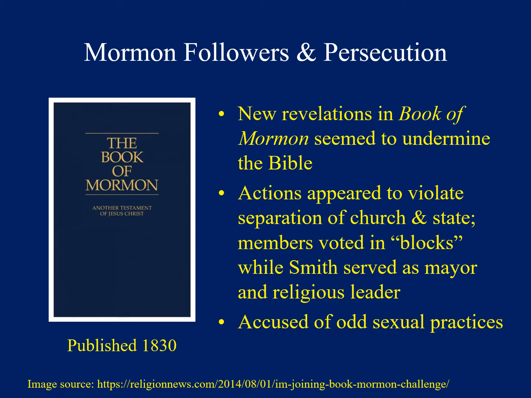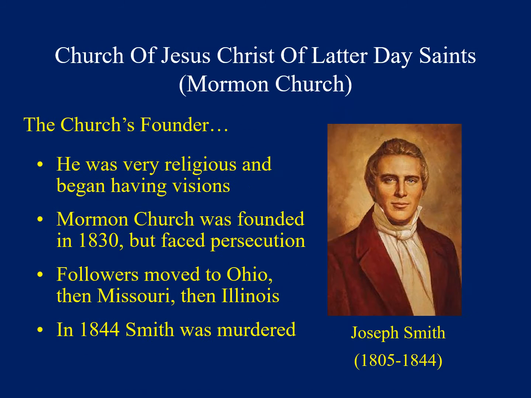Also, many Mormon followers appeared to violate the concept of separation of church and state, as political leaders were also religious leaders at the same time. For example, Joseph Smith served as mayor and a religious leader in more than one community. Mormon followers also were accused of odd sexual practices, particularly polygamy. In 1844, the founder of the Mormon Church, Joseph Smith, was murdered by a mob.